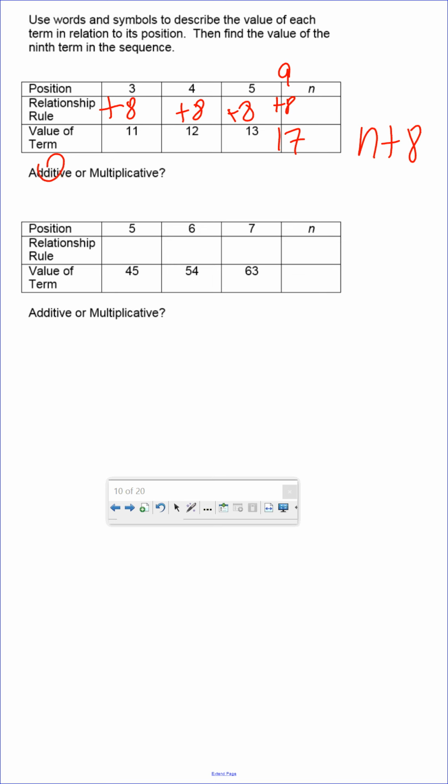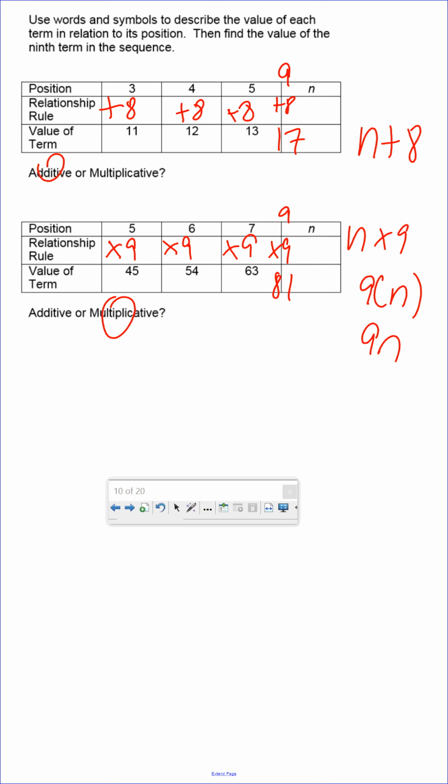Next one. What is the relationship here? 5 to 45, 6 to 54, 7 to 63. I believe the relationship is times 9, so it must be multiplicative. So we're multiplying n times 9, 9 times n, or 9n. To find the ninth term, you need to multiply by 9, so the value will be 81.